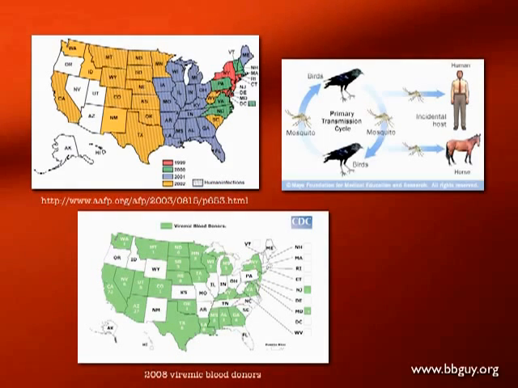Okay, so these images, the first one on the top left shows how in 1999 in red, the states around New York and New Jersey started seeing incidents of West Nile virus, and as you can see from the chart, the virus moved to the west over the next 3 years or so. The image on the right shows the primary transmission cycle in birds and how humans and horses are just incidental hosts. And finally, the bottom chart shows in 2008 the number of viremic blood donors, and not very many left.